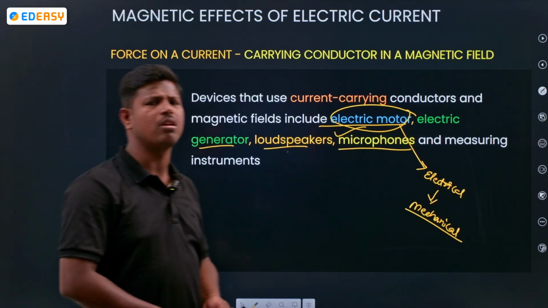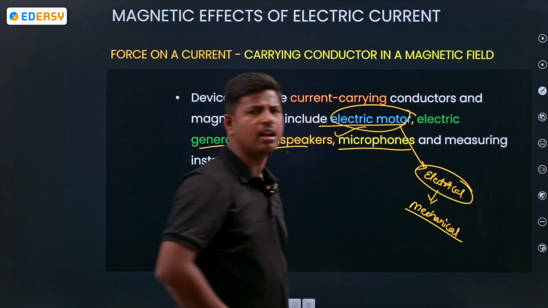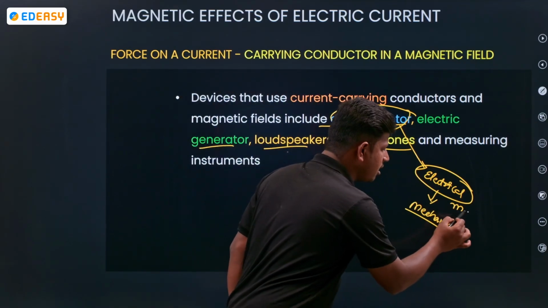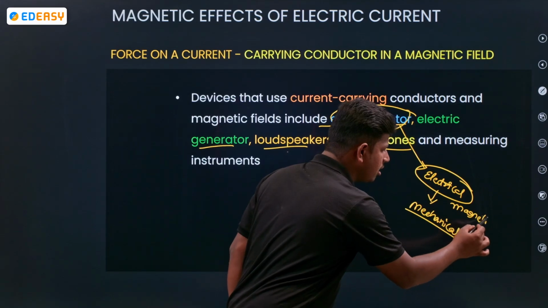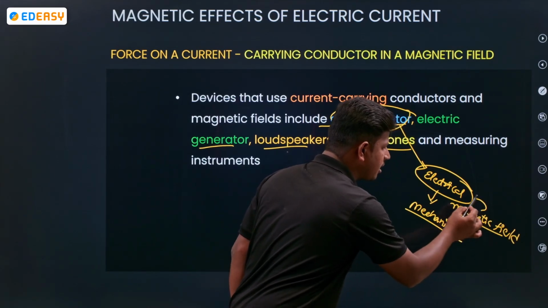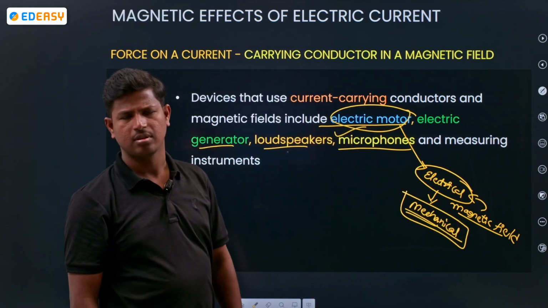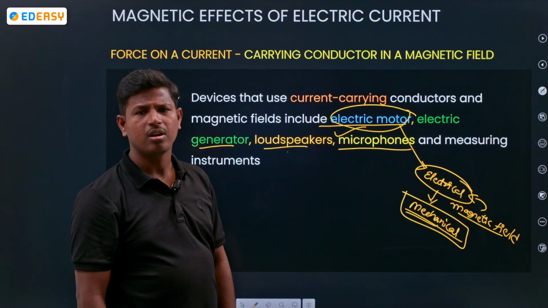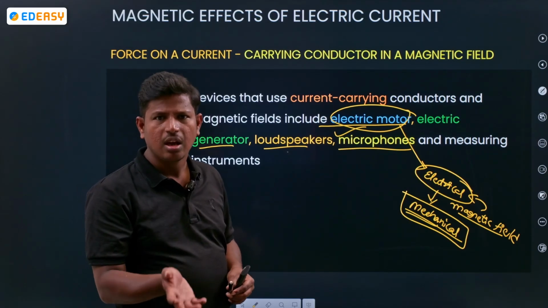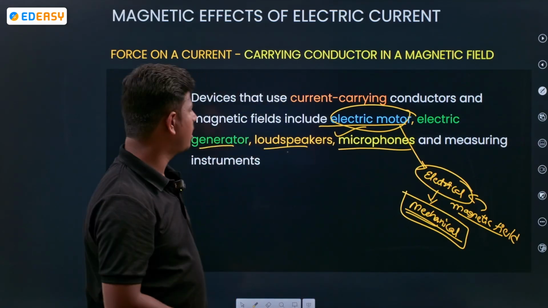What is Fleming's left hand rule? There is an electrical conductor in a magnetic field, and because of this magnetic field, this conductor experiences a force. That force we call the mechanical force, right? How does a motor work? We give electricity, and through the electricity it does mechanical work, right? That is the principle of the electric motor.